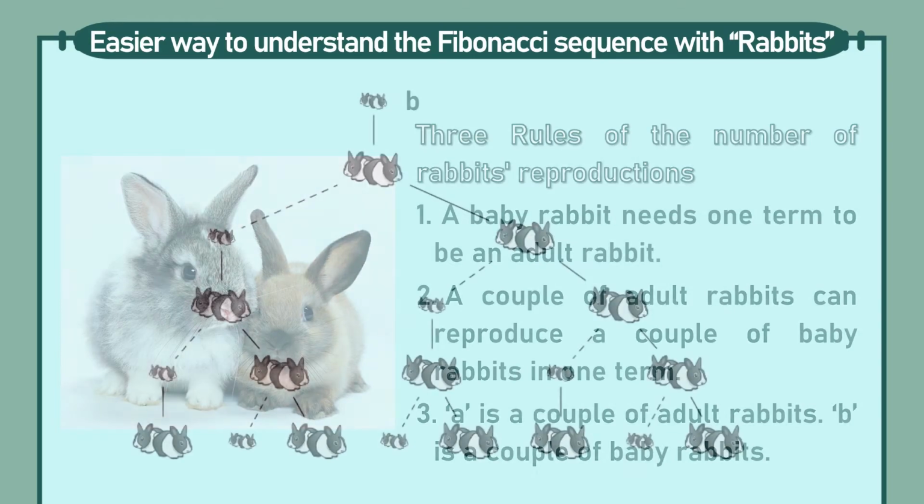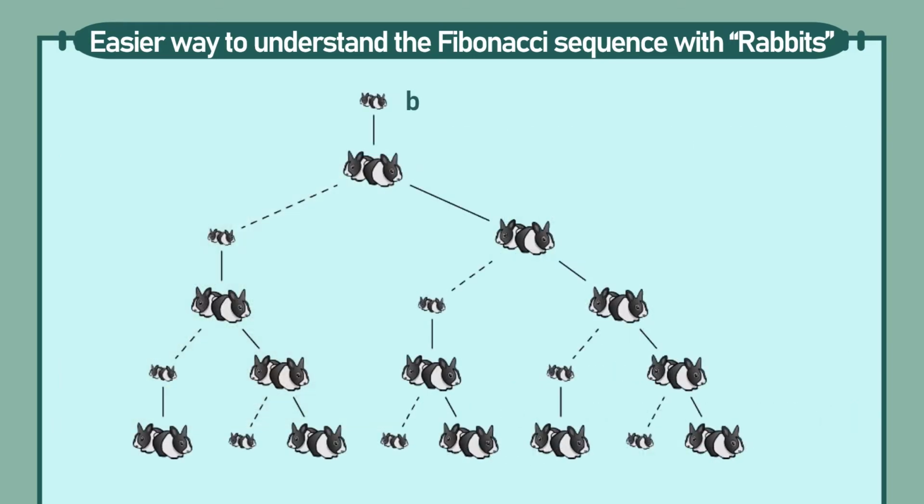So, let's start with 1B. One term later, 1B will change into 1A. In the second term, A rabbits give birth to 1B. In the third term, the A rabbits give birth to 1B again, and the 1B became another 1A. After the fourth term, there will be 3 couples of A rabbits and 2 couples of B rabbits. What happens next term? There will be 5 couples of A rabbits and 3 couples of B rabbits.